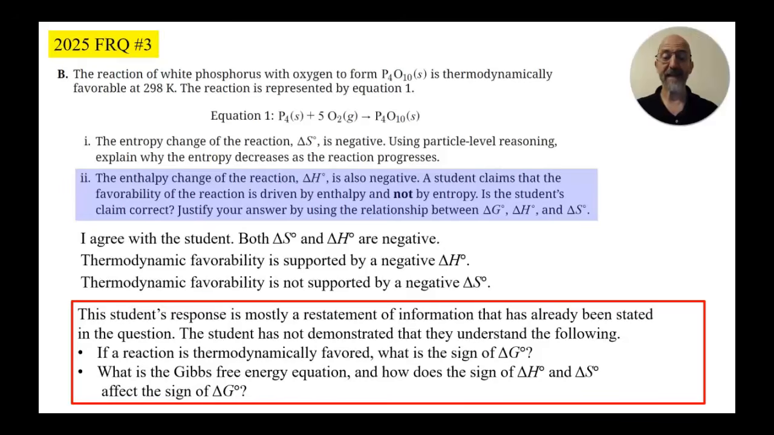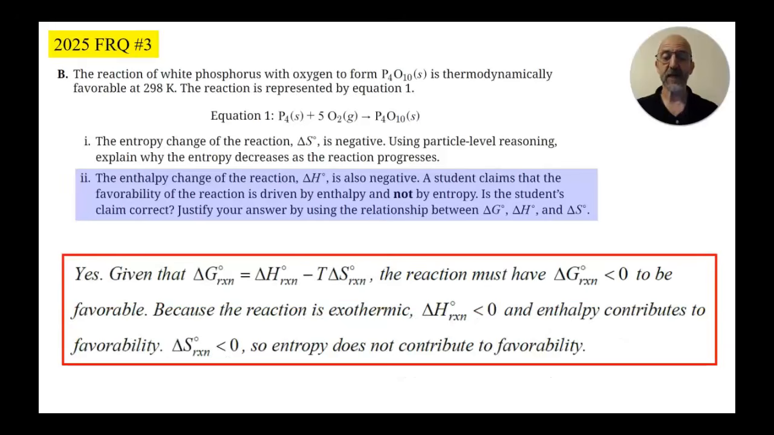So that's what's lacking in this student's response. So talk about delta G, talk about the sign of delta G as it connects to thermodynamic favorability, and then talk about the relationship between delta H and delta G. And again, talk about the relationship between delta S and delta G. So here's the official scoring guidelines answer.